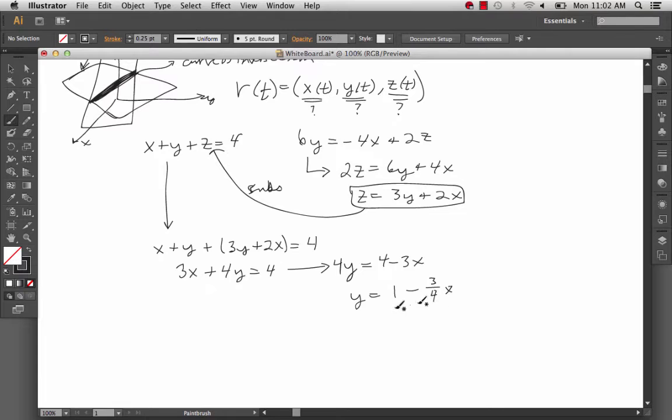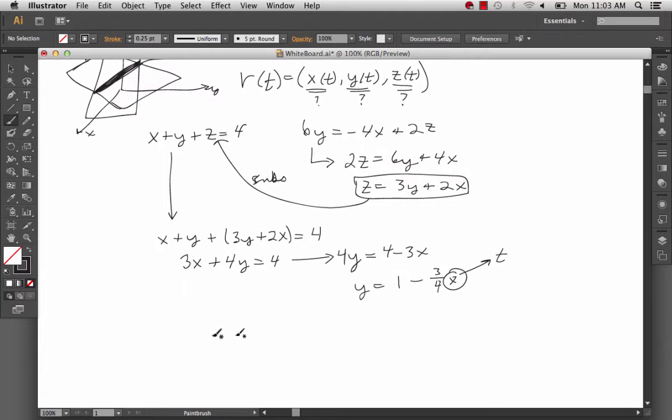So, what do we have here? Here we have y in terms of a single variable. You could leave that single variable as x, or we could call x is equal to t, because we're trying to describe our vector valued function in terms of one variable. So let x be equal to t. If x is equal to t, then y is equal to 1 minus 3/4 t. So there's your y of t.